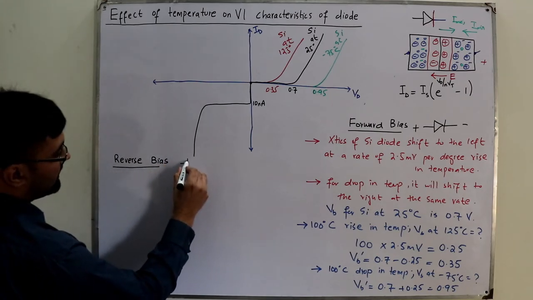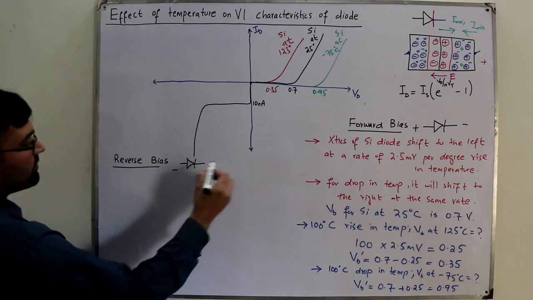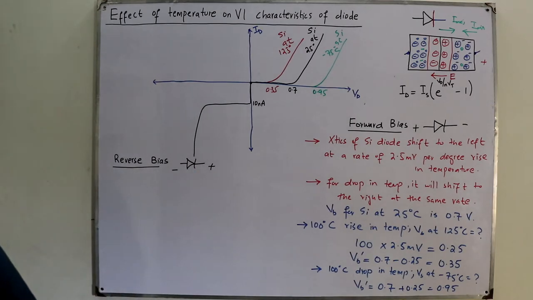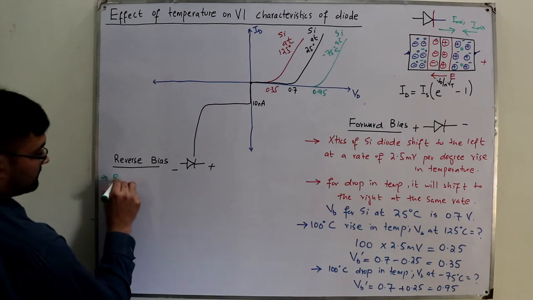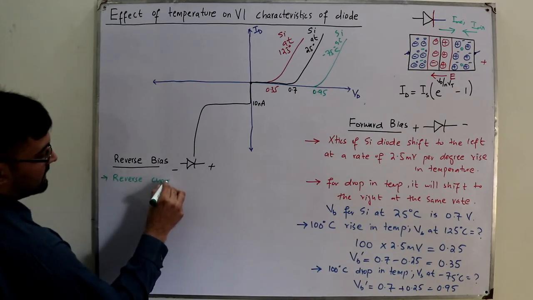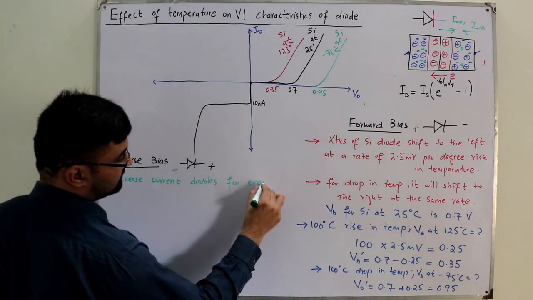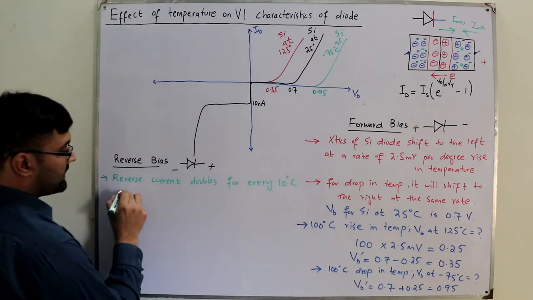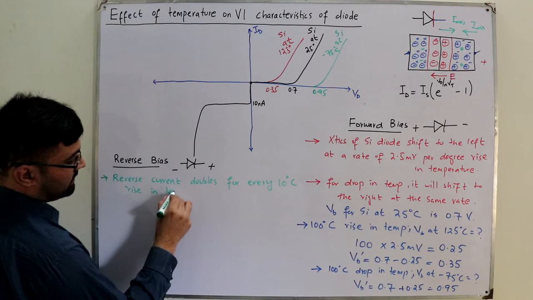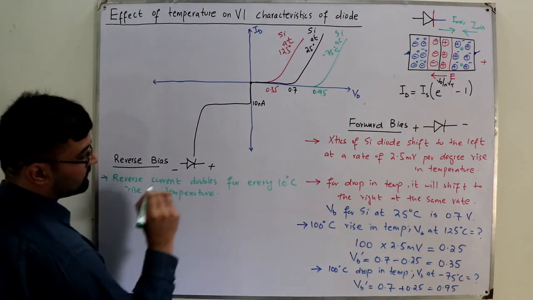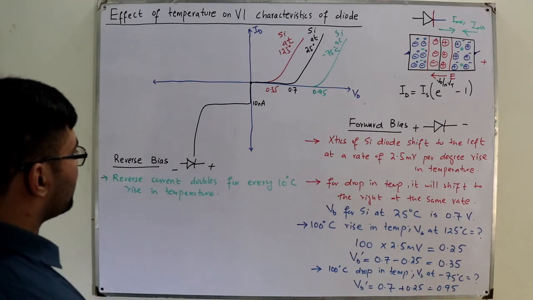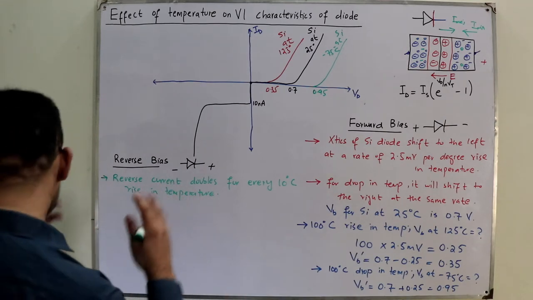In the reverse bias region, what do you have? You have the P side connected to negative and the N side connected to positive. In reverse bias, the reverse saturation current doubles for every 10 degree rise in temperature. I will write it: the actual reverse current doubles for every 10 degree centigrade rise in temperature. And similarly, it would become half for a drop of 10 degrees in temperature.